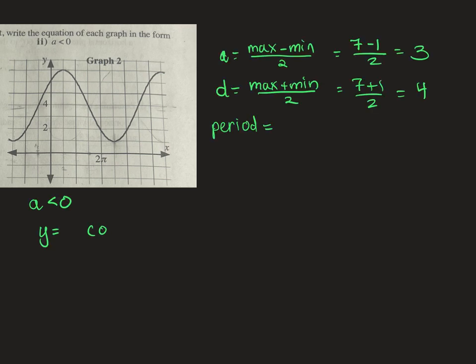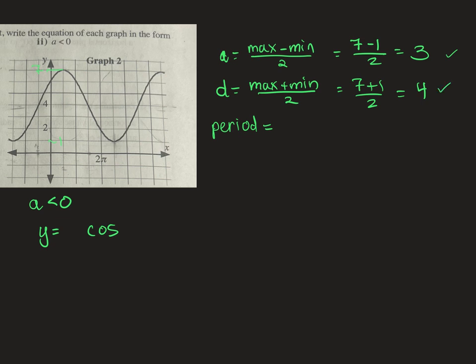Alrighty, let's take a look at this question. We're asked to write the equation of the graph in the form with the cosine function. The amplitude, as you had written, is max minus min divided by 2, and we get 3 for that because our maximum is 7 and our minimum is 1. And then d, our midline, is at max plus min divided by 2, which turns into 4.